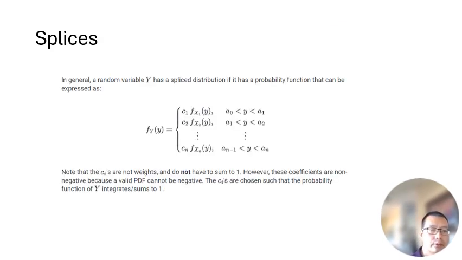In general, a random variable Y has a splice distribution if it has a probability function that can be expressed as follows. The thing we need to know is that the Ci here is not a weight, so it doesn't have to sum to 1. However, the coefficients are non-negative because a valid PDF cannot be negative. The Ci are chosen such that the probability function of Y integrates or sums to 1.